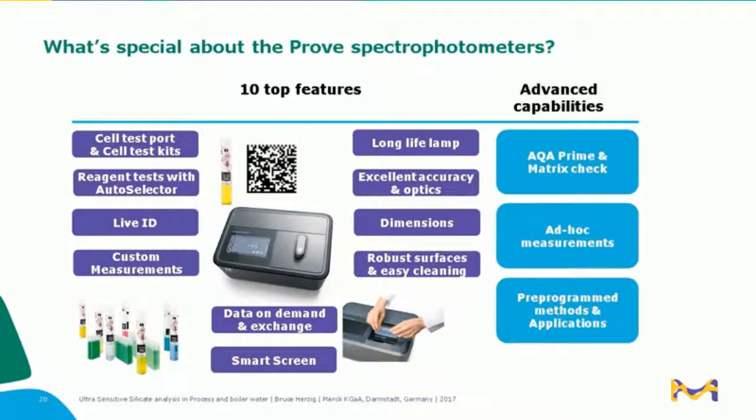What's special about the Proof spectrophotometers? One important thing is the Live ID barcode, which you can see right in the middle of the slide. It's not just a 2D barcode. We do not only store the method number and the calibration data in the 2D barcode, it's much more. We print it directly in our production, and this means we have a lot of specific data inside the 2D barcode. It's really lot-specific data.